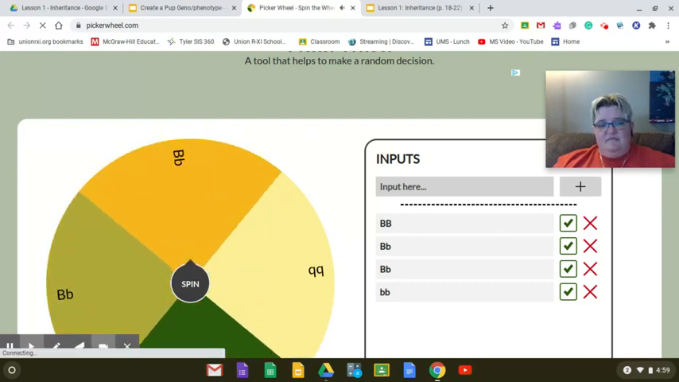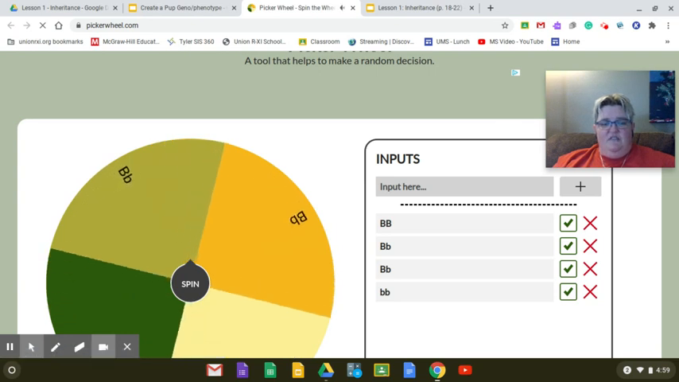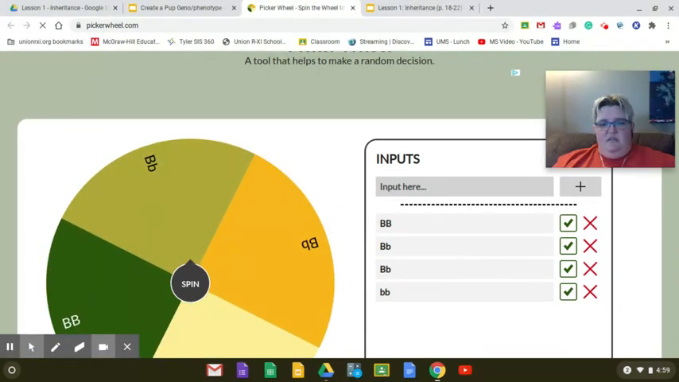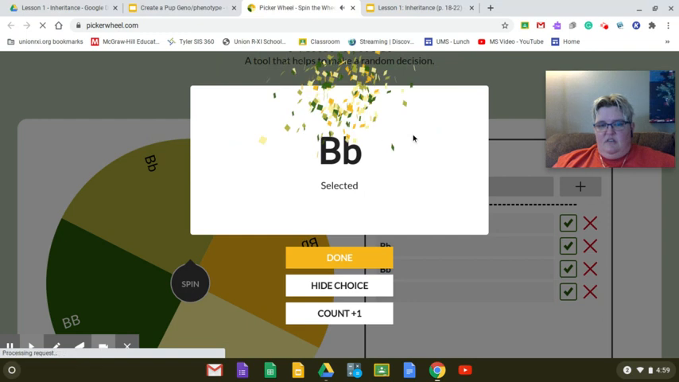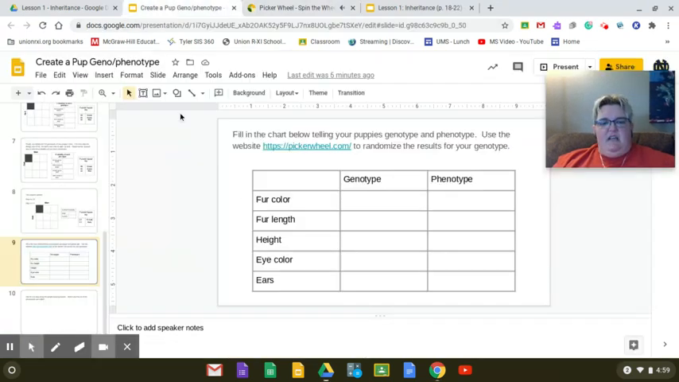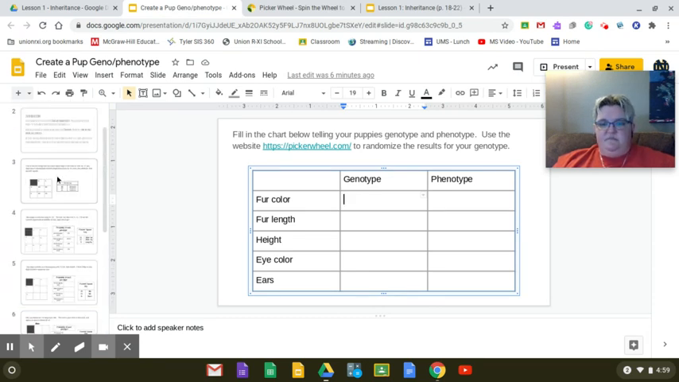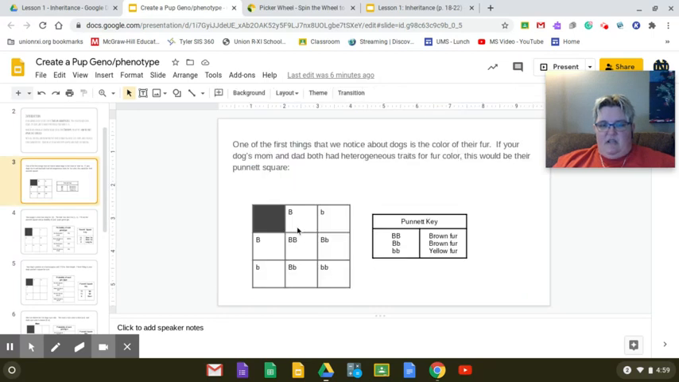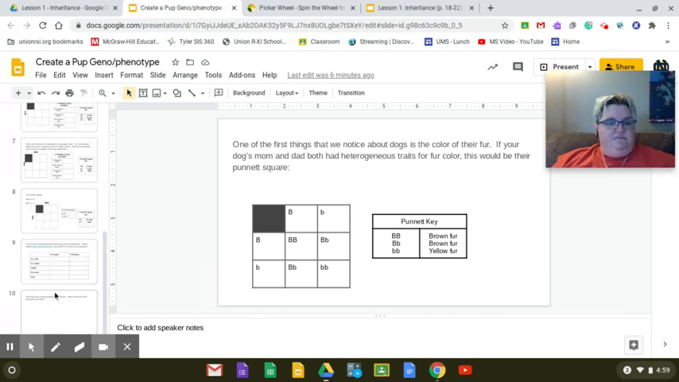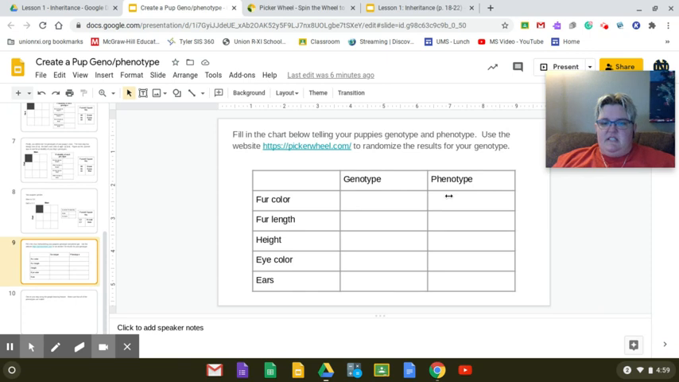Eventually it will stop. All right, so the winning genotype is Big B, Little B. So I come back here, and in genotype, I would type in that Big B, Little B. Then for phenotype, if you go back here, it reminds us that Big B, Little B is brown fur. So I come down here and I type in brown fur.